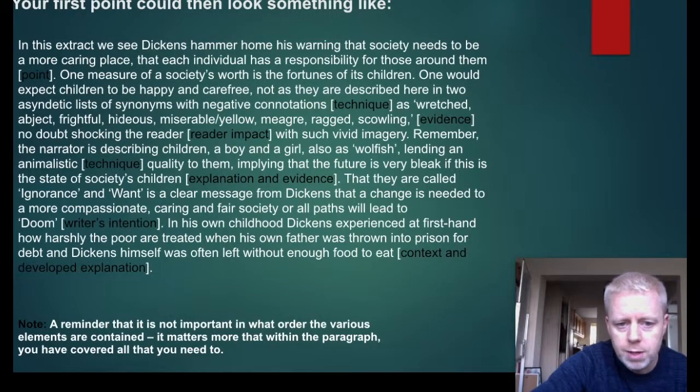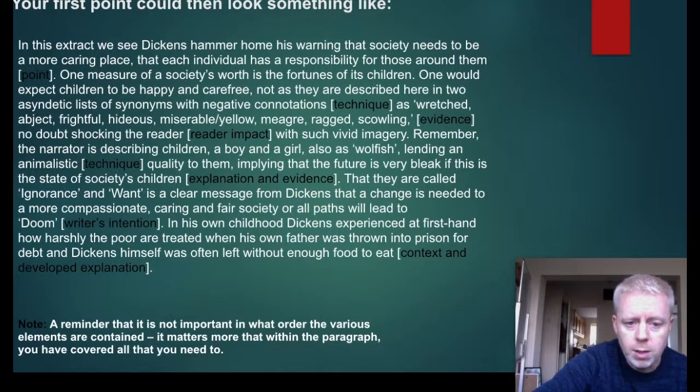One would expect children to be happy and carefree, not as they are described here in two asyndetic lists of synonyms with negative connotations, as wretched, abject, frightful, hideous, miserable, yellow, meagre, ragged, scowling, no doubt shocking the reader with such vivid imagery. Remember, the narrator is describing children, a boy and a girl, also as wolfish, lending an animalistic quality to them, implying that the future is very bleak if this is the state of society's children.